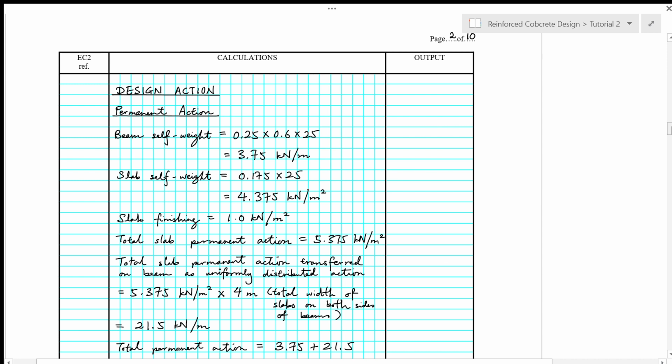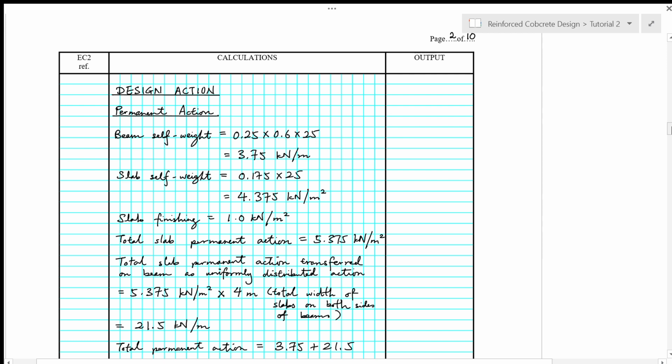Next, we calculate for the design action. So for design action, we have permanent action and variable action. For permanent action, we have the beam self-weight. So the beam size is 250 mm by 600 mm. So we have 0.25 times 0.6 in meters multiplied by the density of reinforced concrete, which is 25 kilonewton per cubic meter. So we get 3.75 kilonewton per meter length.